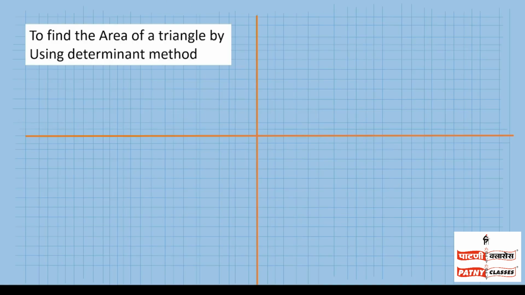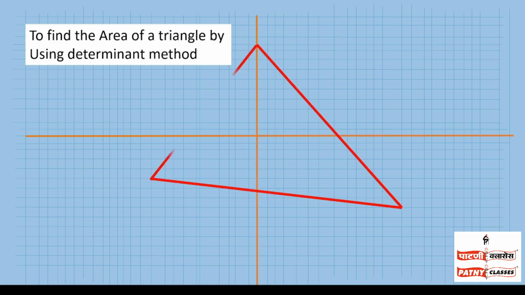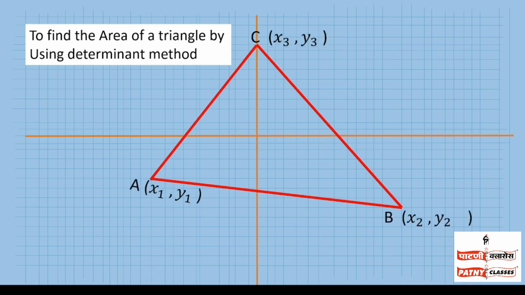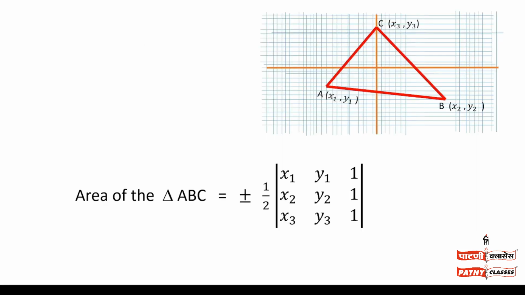Let us draw the triangle ABC by using a graph sheet as shown in animation. The coordinate points of A are x1, y1. Coordinate points of B are x2, y2. Coordinate points of C are x3, y3, as shown in animation. Now the area of the triangle can be obtained by using determinant method. The area of the triangle is equal to plus or minus half determinant x1, y1, 1, x2, y2, 1 and x3, y3, 1 as shown below.